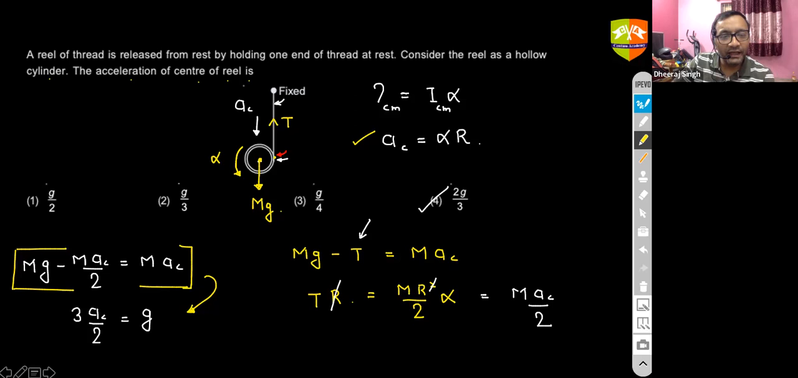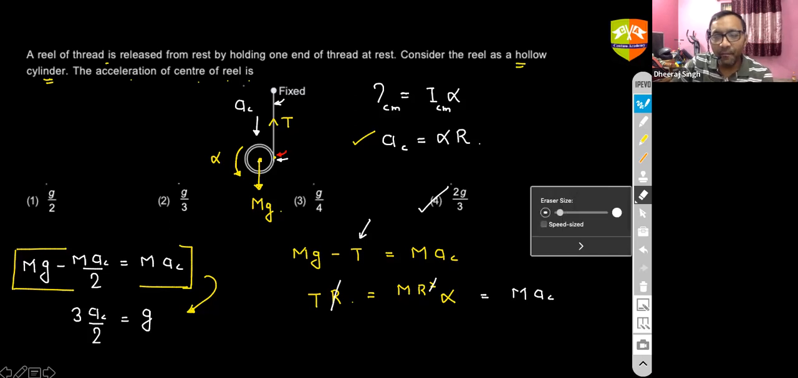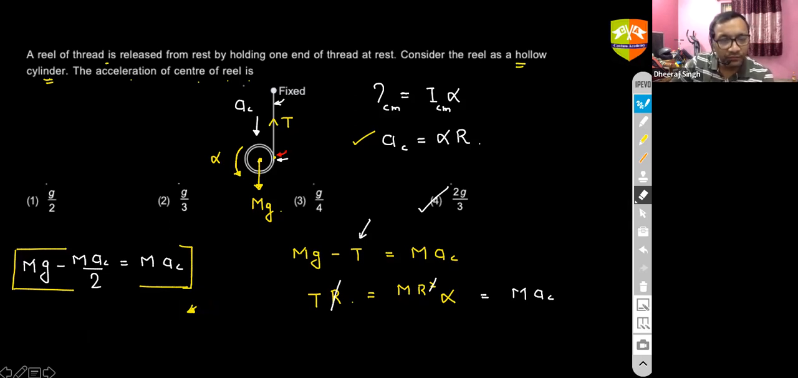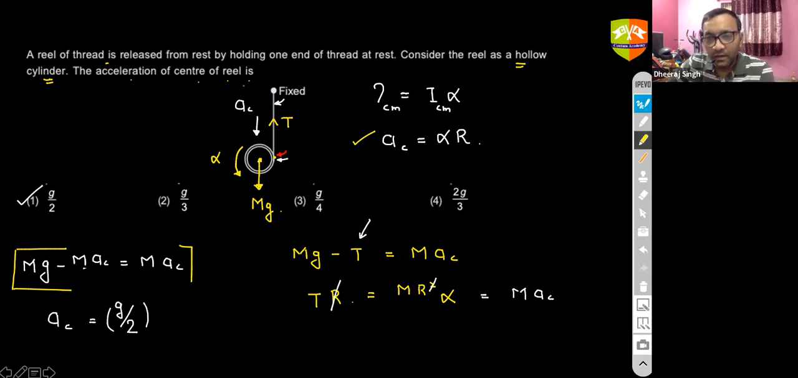Hollow cylinder moment of inertia is... Oh, is it a hollow cylinder? Reel as a hollow cylinder. Yeah, it is MR square. I have considered it like the solid cylinder. Sorry about that. So MR square alpha is ICM. Okay, so I think the answer will change now. AC would become equal to G by 2. Right, it will be option 1. In Google, they have considered a solid cylinder, I guess. They have taken MR square by 2, if you search Google.